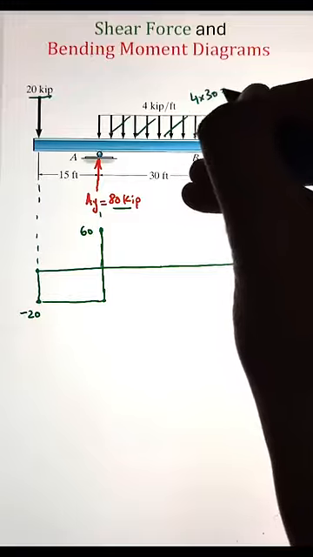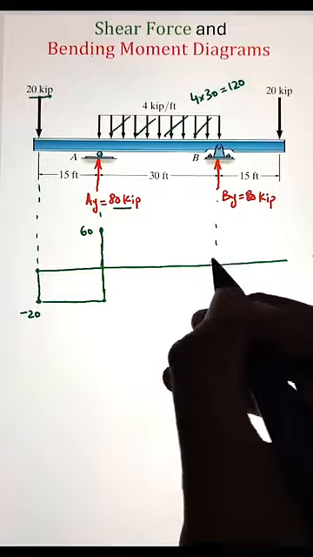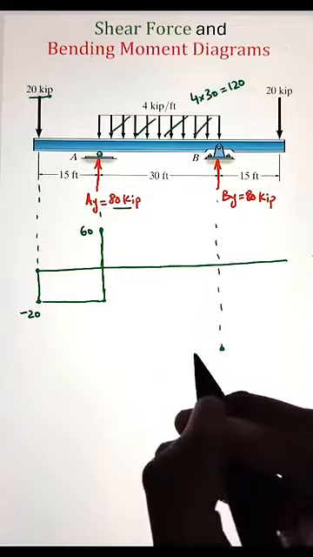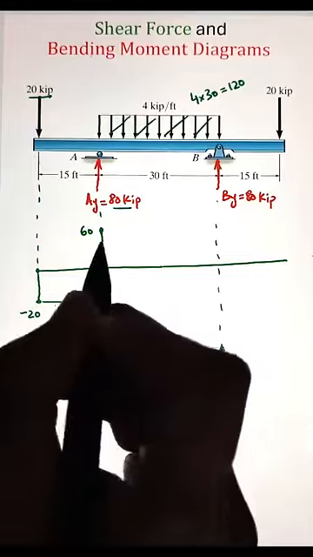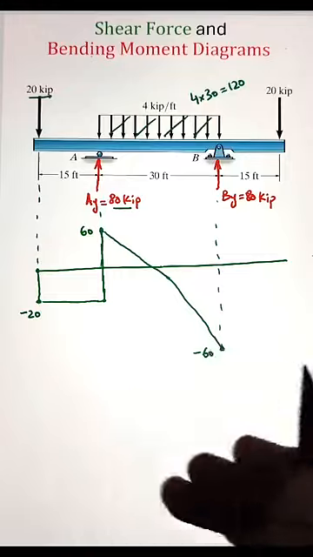Now, to figure out what the slope will be from point A to point B, we have to recall that we integrate the area. So we have a slope of 0 for a uniformly distributed loading. When we integrate that, it's converted into a linear relation. So from 60 to negative 60, we will have a linear profile.